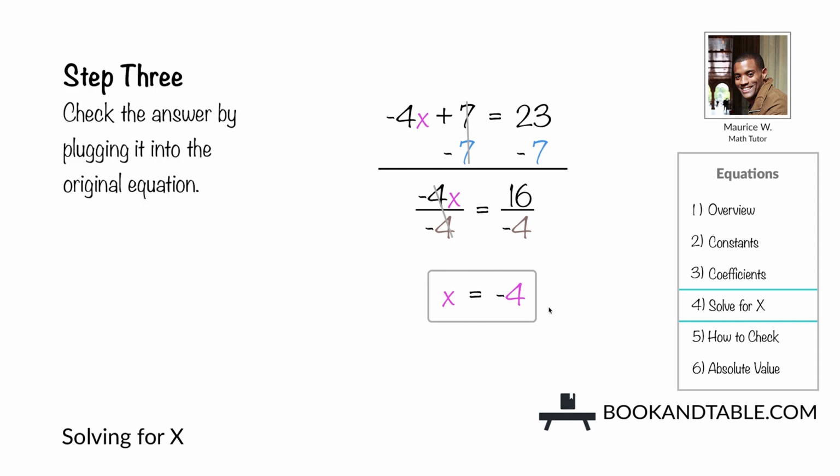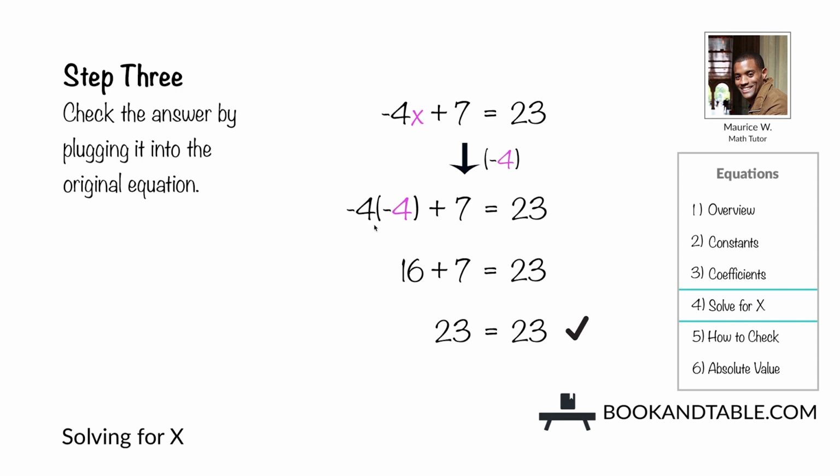Now if we'd like to check this answer, we do so by plugging it back into the original equation. Negative 4x plus 7 is equal to 23. When we do that, we wind up with negative 4 times negative 4. Since this has the same value as x, we replace it. Negative 4 times negative 4 would be positive 16. Plus 7 would give us 23. So this confirms the value on the left side is the same as the value on the right side, which means our answer, x is equal to negative 4, is in fact correct.